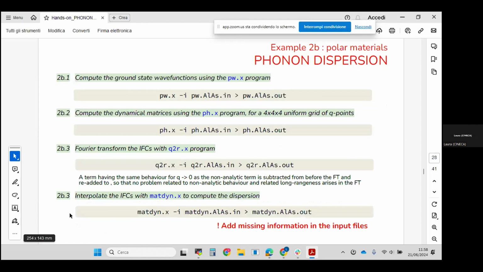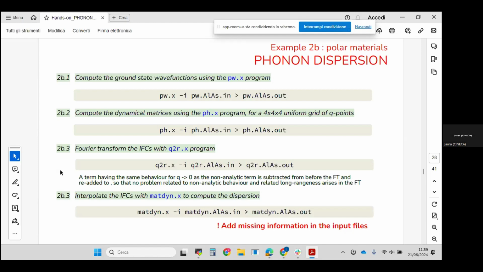Here, you need basically to repeat the different stages. Here there is an issue with the index, sorry. The 4 stages for the calculation of the phonon dispersion, starting from the ground state calculation of the system, to the computation of the dynamical matrices for a uniform, suitable grid of Q points, and then you Fourier transform the interatomic force constants in real space. The non-analytical terms are automatically managed by the program, as you've seen during the lecture before, and then you need to apply an interpolation to compute the phonon dispersion for a grid of Q points.